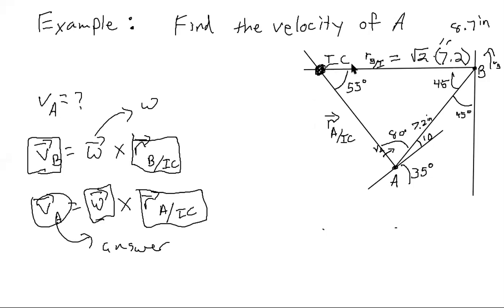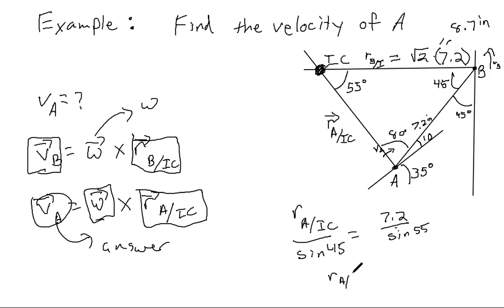This is 55 degrees. Okay, so if this angle is 55 degrees, I can use the law of sines to figure out what the length of this side of the triangle is. So in particular, I have that RAIC over sine 45 must equal 7.2 divided by sine 55.